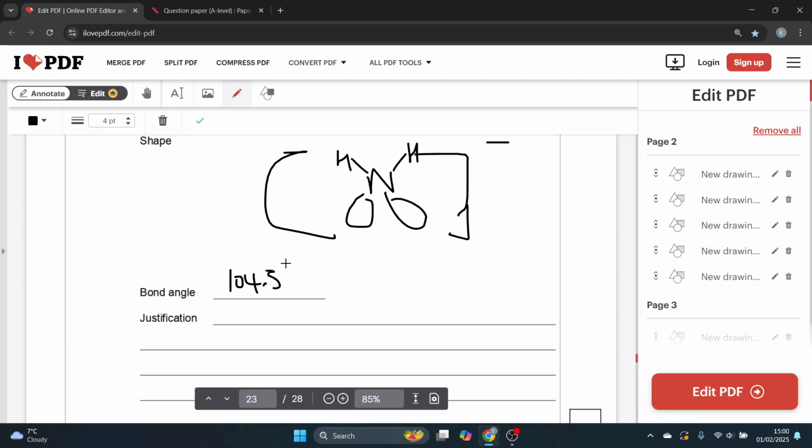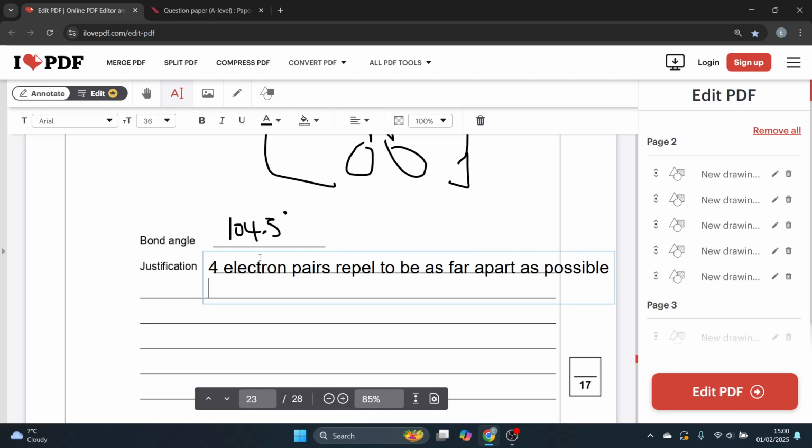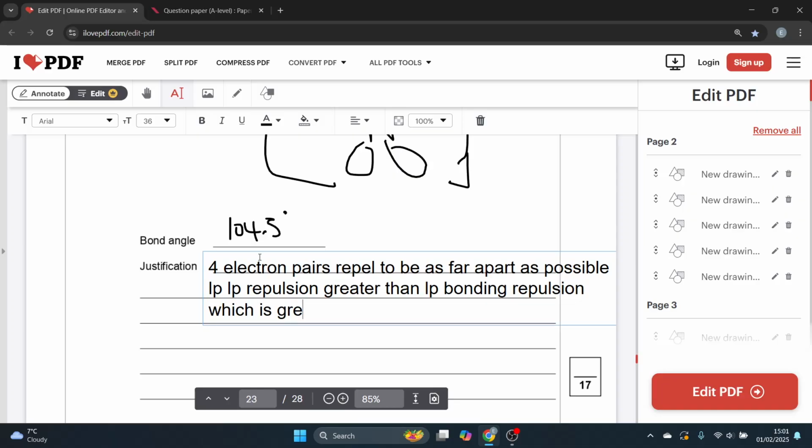Predict the bond angle, 104.5 degrees, the reason being four electron pairs repelled to be as far apart as possible. Lone pair repulsion is greater than lone pair bonding repulsion, which is greater than bonding pair repulsion.